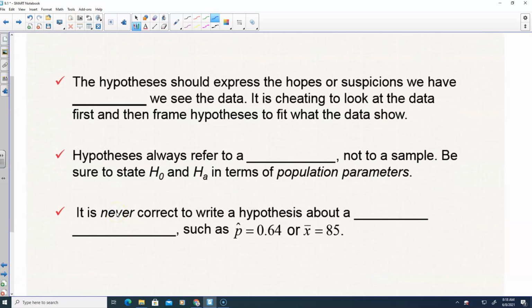The hypotheses should express the hopes or suspicions that we have before we see the data. It would be pretty silly for us to make our claim after we analyze all the data, because that's basically mathematical cheating. The hypotheses always refer to a population, not a sample. That's why we use the word parameter in all three of those hypotheses earlier. It's always going to be in terms of the population parameters. It's never correct to write about a sample statistic, such as p hat or x bar.